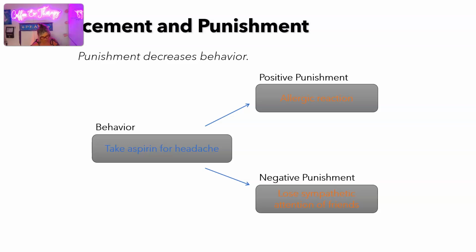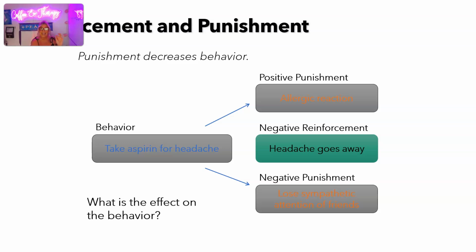All right, so now you get some more examples of reinforcement and punishment. Punishment decreases the behavior. Believe it or not, there's positive punishment and negative punishment. So the behavior is taking an aspirin or whatever after a headache. The positive punishment: allergic reaction. It's not positive, but if you have an allergic reaction, guess what? You're not going to take that medication again. Just like if you take a medication that doesn't work for you, that taught you, yeah, this doesn't work for me. The negative punishment: lose sympathetic attention of friends. Again, this example they give in the text is a little bit wonky, but I go with it. It makes sense, but it's just a little bit like, wait, what?